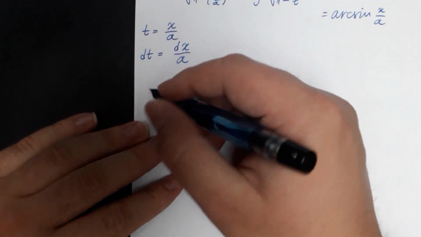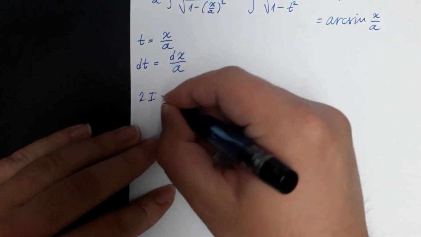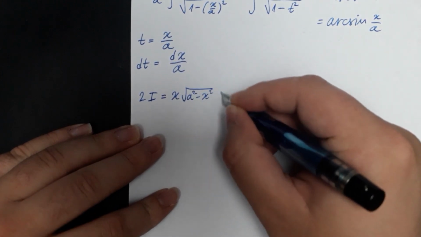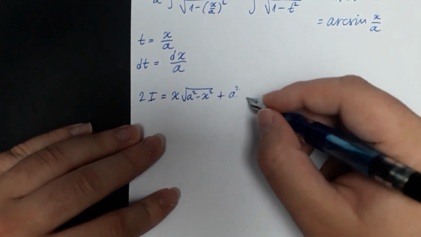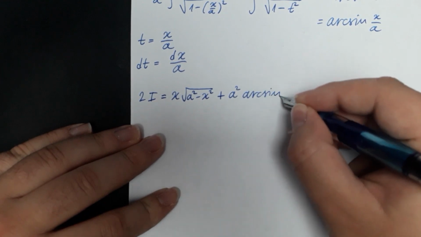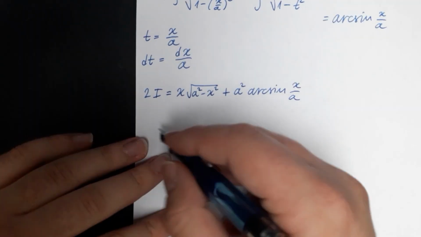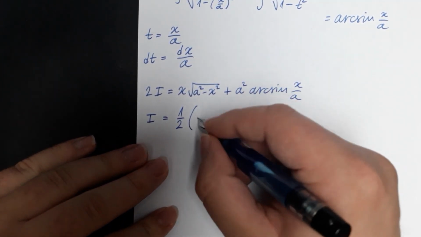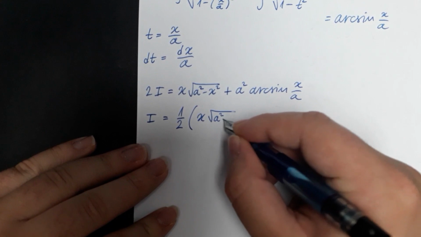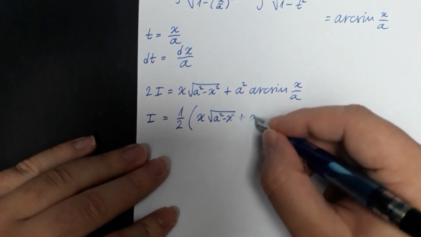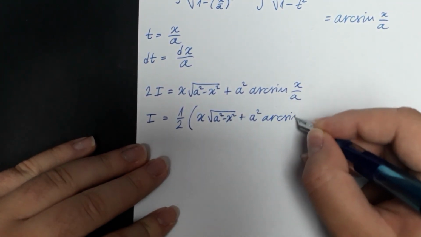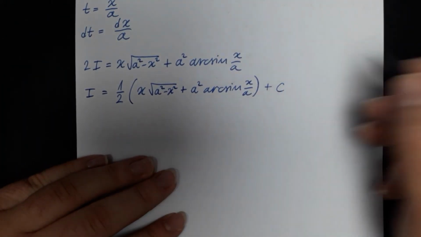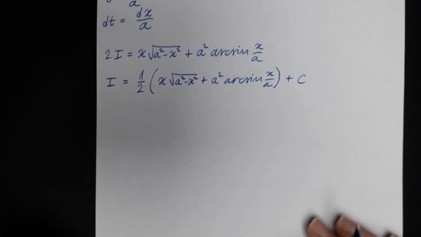Well, that basically leaves us with 2I being equal to x square root of a squared minus x squared plus a squared arcsine of x over a. And then we have that I is equal to 1/2 of x square root of a squared minus x squared plus a squared arcsine of x over a, plus c, where c is a real constant.